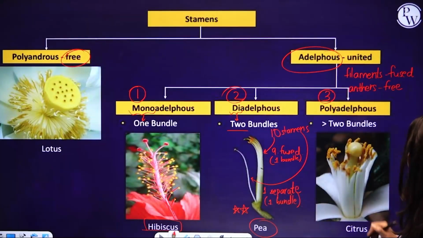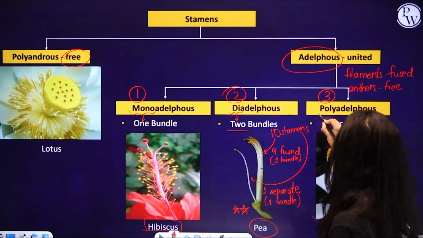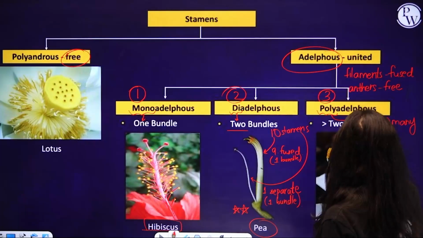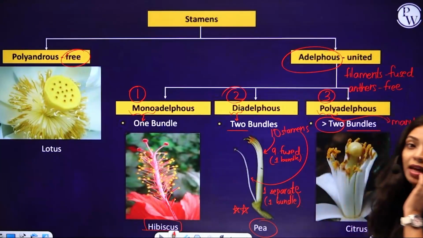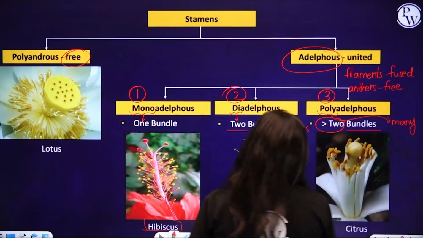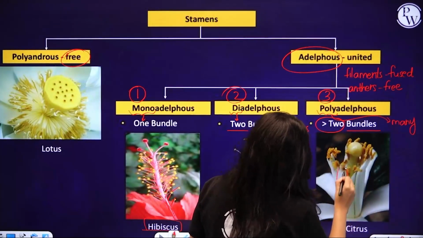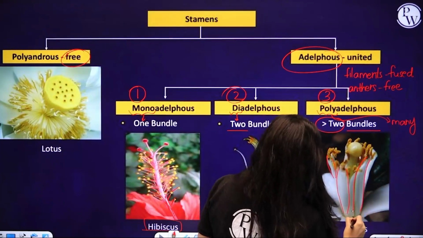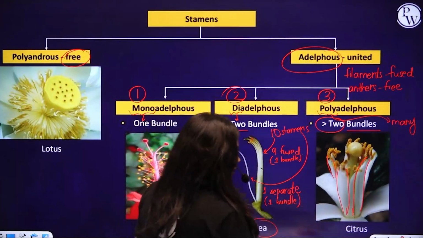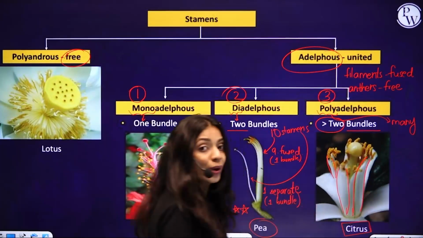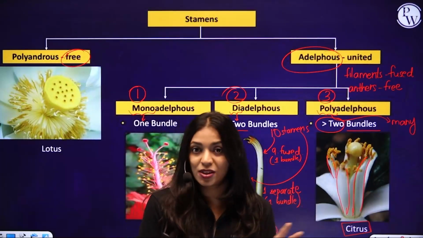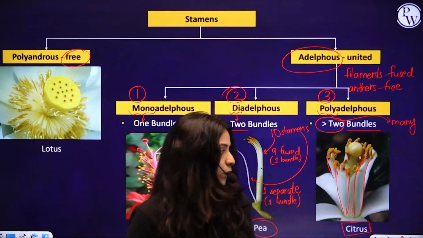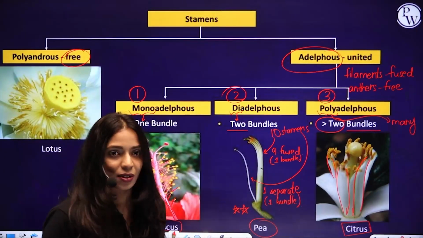Okay. Now let's talk about polyadelphous. Very simple to guess. Poly means many. If there are more than 2 bundles present, then we refer to it as polyadelphous condition. As you can see here, there's one bundle, a second bundle. You can see a third bundle here. So at least 3 bundles you can see here. This can be observed in citrus plants where you have the filaments of stamens fused to form more than 2 bundles and the anthers are free. Okay. So that is called polyadelphous condition. I hope it is clear.